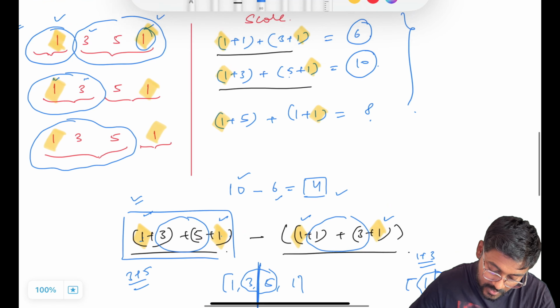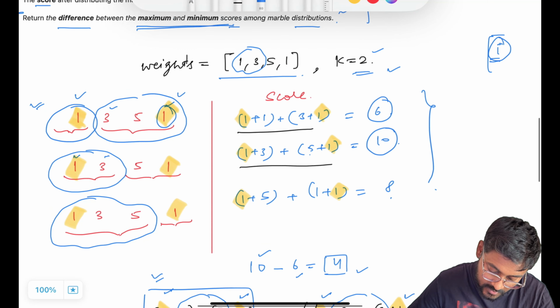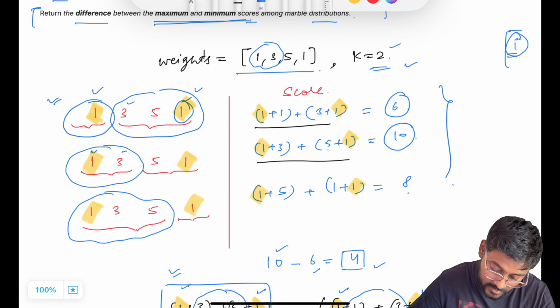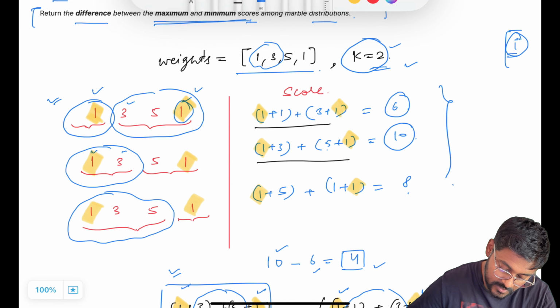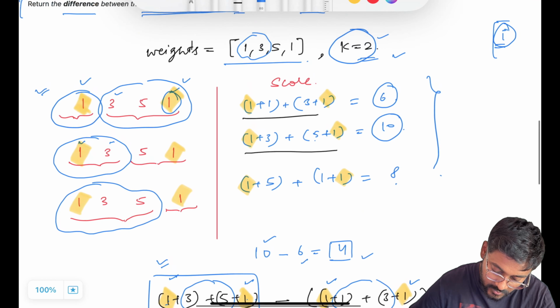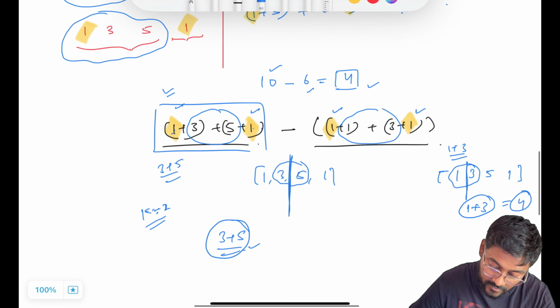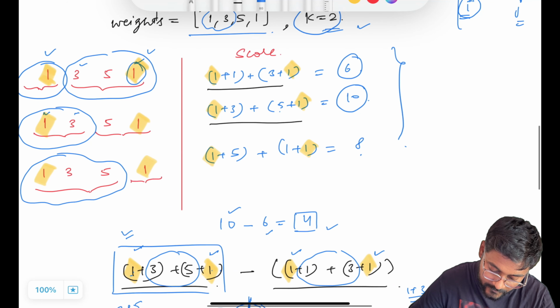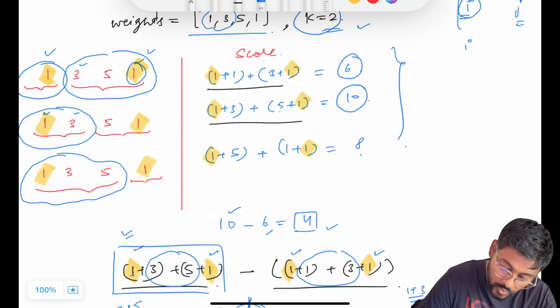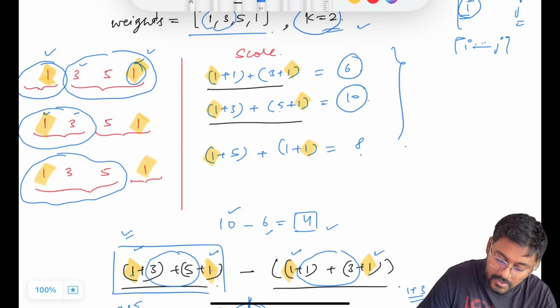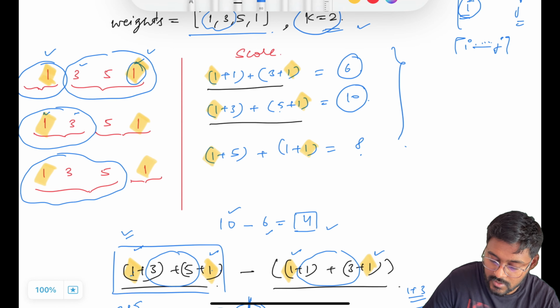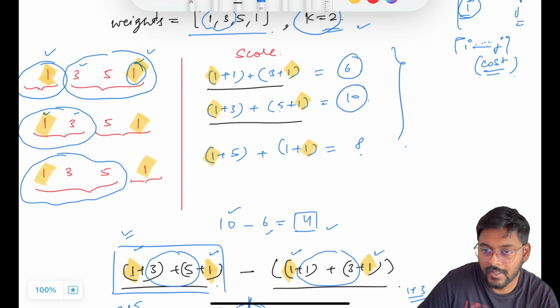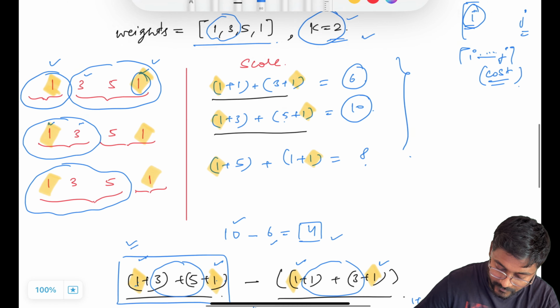So this is something I want you to understand. This example is very important. In this case, the value of k is 2. It means we are dividing these weights into 2 portions. And when we are dividing into 2 portions, the cost of every bag is from i to j, so whatever the items in between, we are not going to care about those. The cost will always be the first element and the last element of that portion.